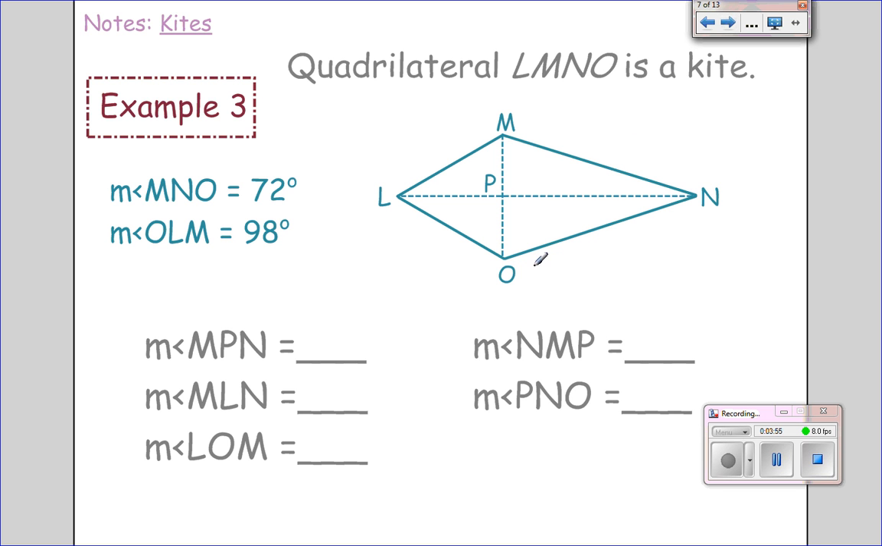All right, so quadrilateral LMNO is a kite. Let's go ahead and fill in. Actually, I want you to pause the video and try this on your own, and then come back and see how you did.